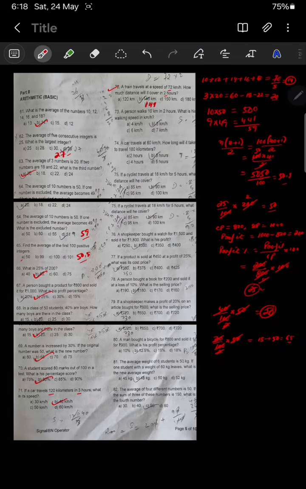Next, question number 73. A person walks 10 kilometer in 2 hours. What is his walking speed? So again, speed equal to what formula? Distance by time. So distance how much given? 10 given, so by 2. So 10 by 2 how much? It is 5 kilometer per hour. So option B is your correct option.